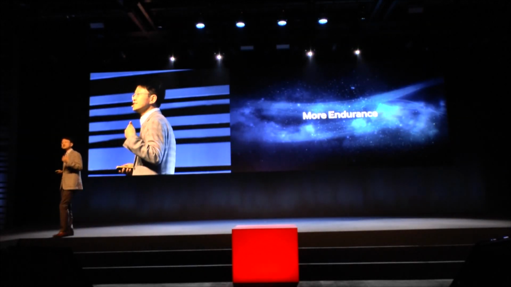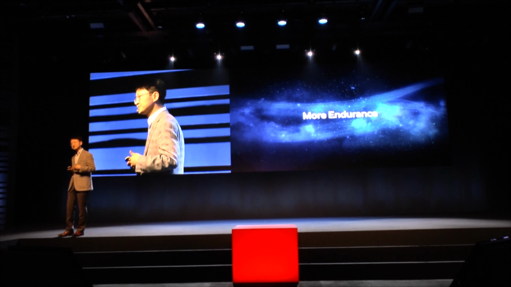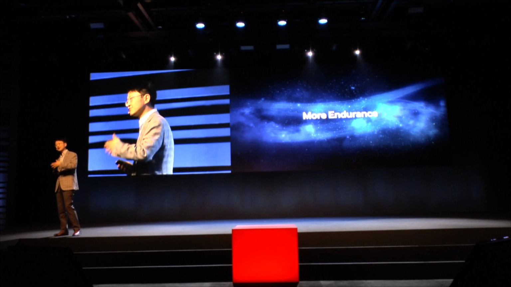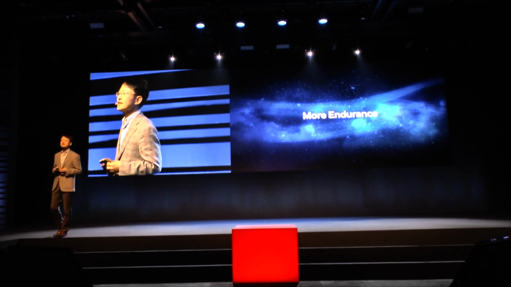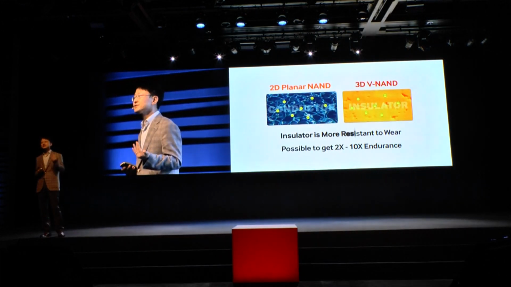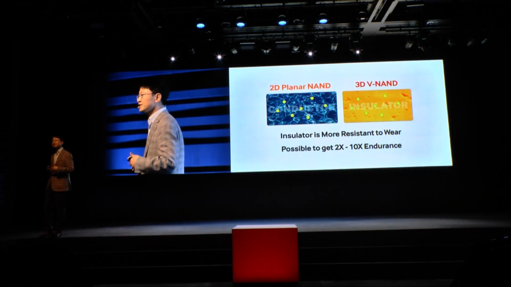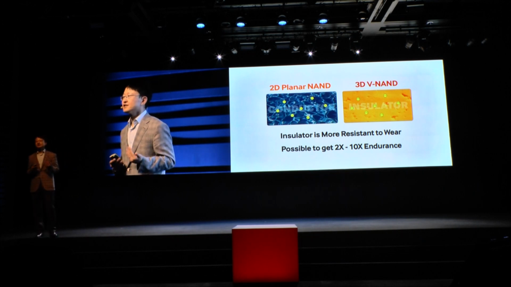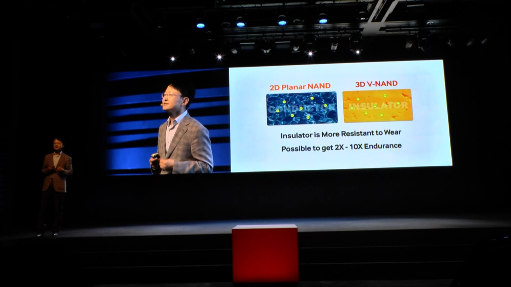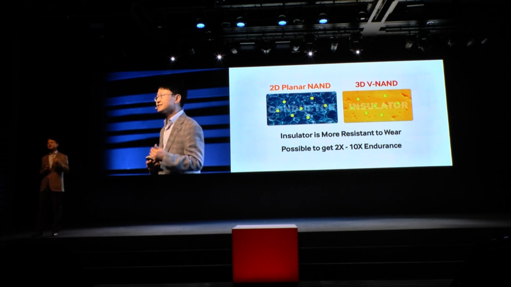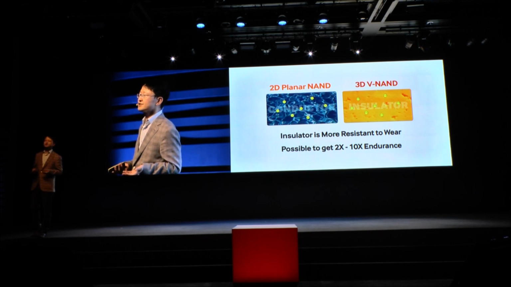Next, you can experience more endurance with 3D V-NAND. Endurance means how many times you can write to a given cell. The endurance characteristic is very dependent on the electric field. Because of material and structural differences, the electric field for V-NAND is lower than planar NAND. This means that V-NAND gets less stress than planar, which results in the higher endurance of V-NAND.